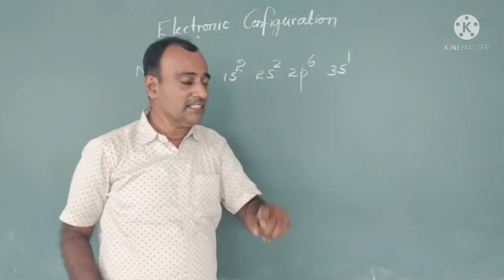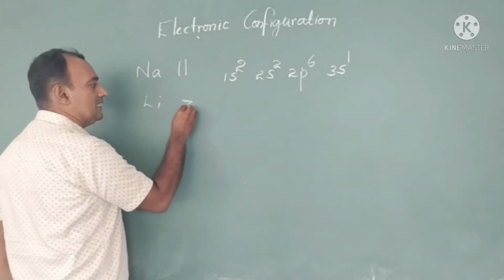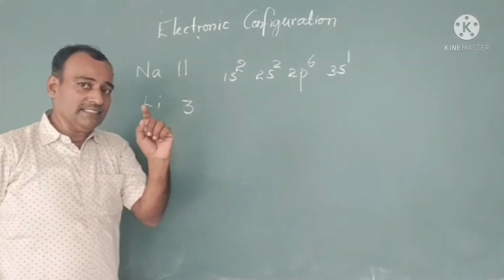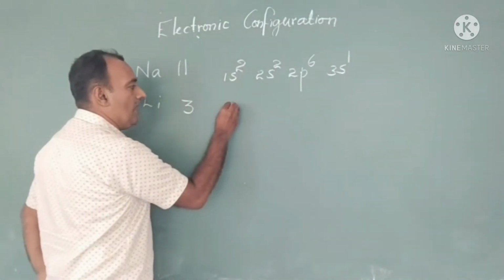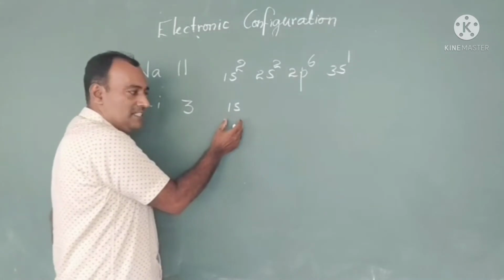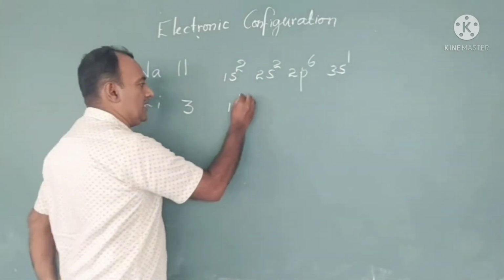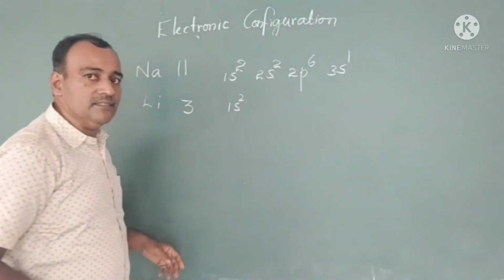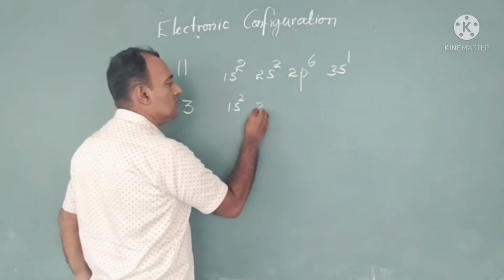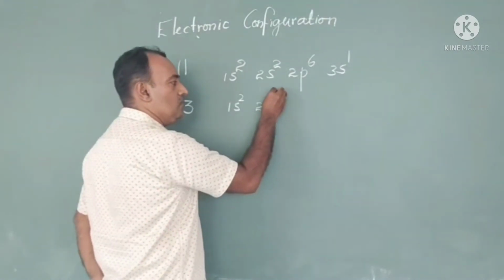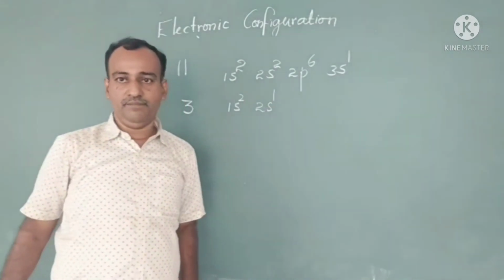So what about the electronic configuration of lithium? Atomic number 3, so only 3 electrons are present. Where will the electrons go? 1s, the lowest energy subshell, can accommodate a maximum of 2 electrons. Remaining how many electrons? Only 1 electron. Where will it go? It will go to the 2s orbital. Only 1 electron. This is the electronic configuration of lithium.